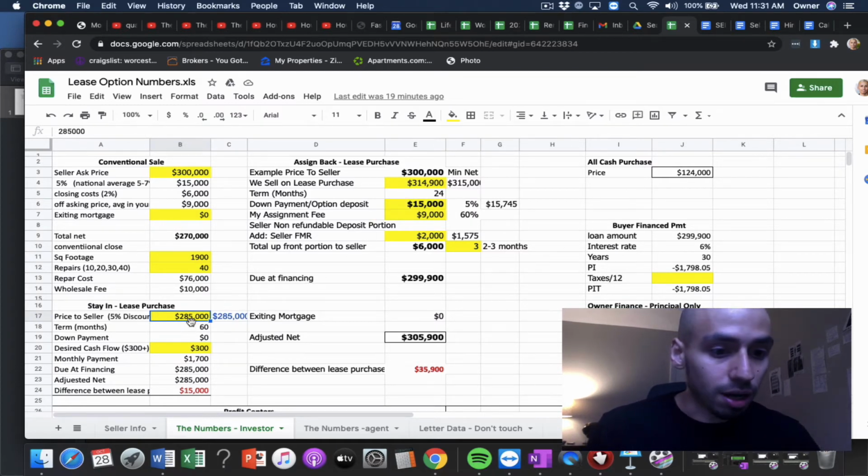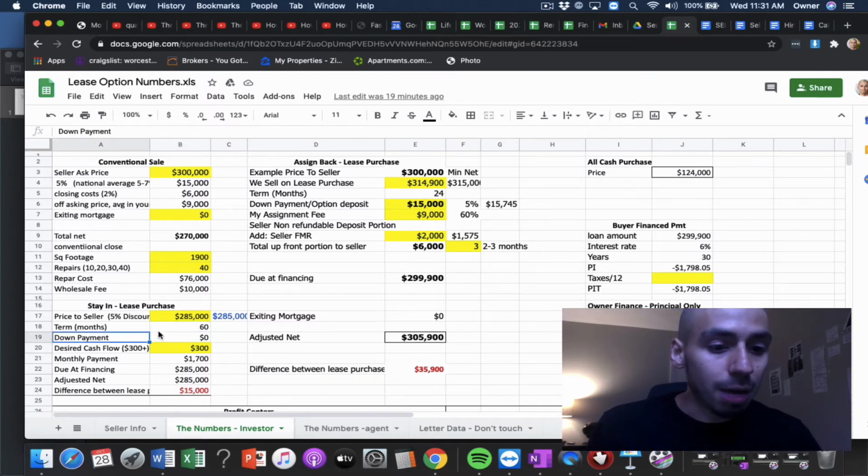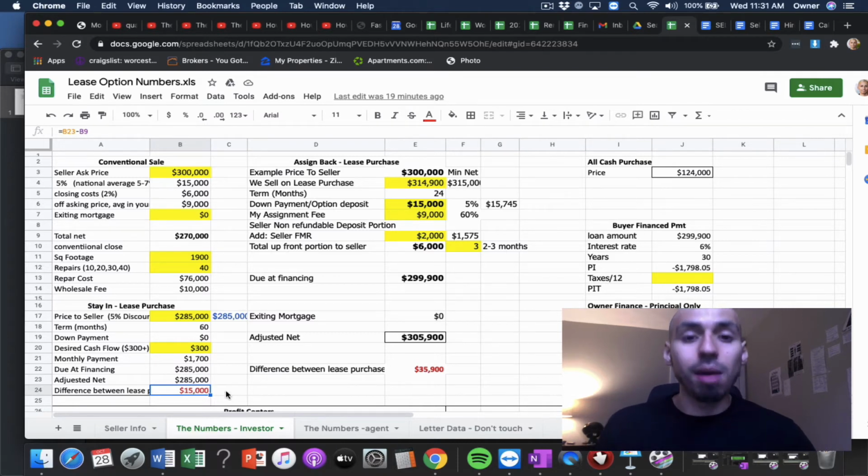All right, so 5% off. I keep this standard 5 years. I'm willing to take 3 years. That's the minimum for a stay-in option, but I start with 60. Down payment again 0, and then the desired cash flow at 300. And this is how the numbers end up working out. So what happens is the difference between this option and the conventional sales, that they'll save $15,000 in their pocket.